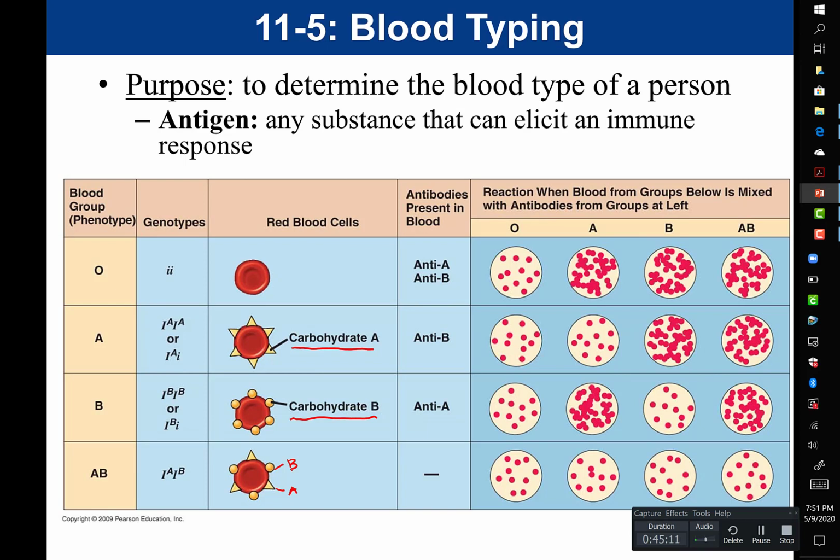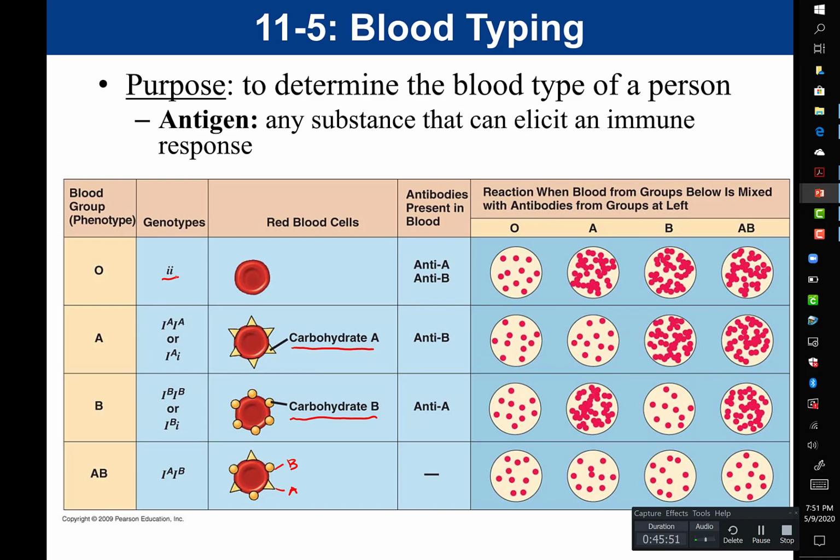So if we talk about genetics, capital letters are dominant. Recessive alleles are going to be lowercase. So notice that for type O blood, the genotype is little i, little i. In order to be type O blood, you have to have the 2 recessive alleles. You have to be little i, little i. That is going to make red blood cells that are naked. They don't have an A carbohydrate on them. They don't have a B carbohydrate on them.